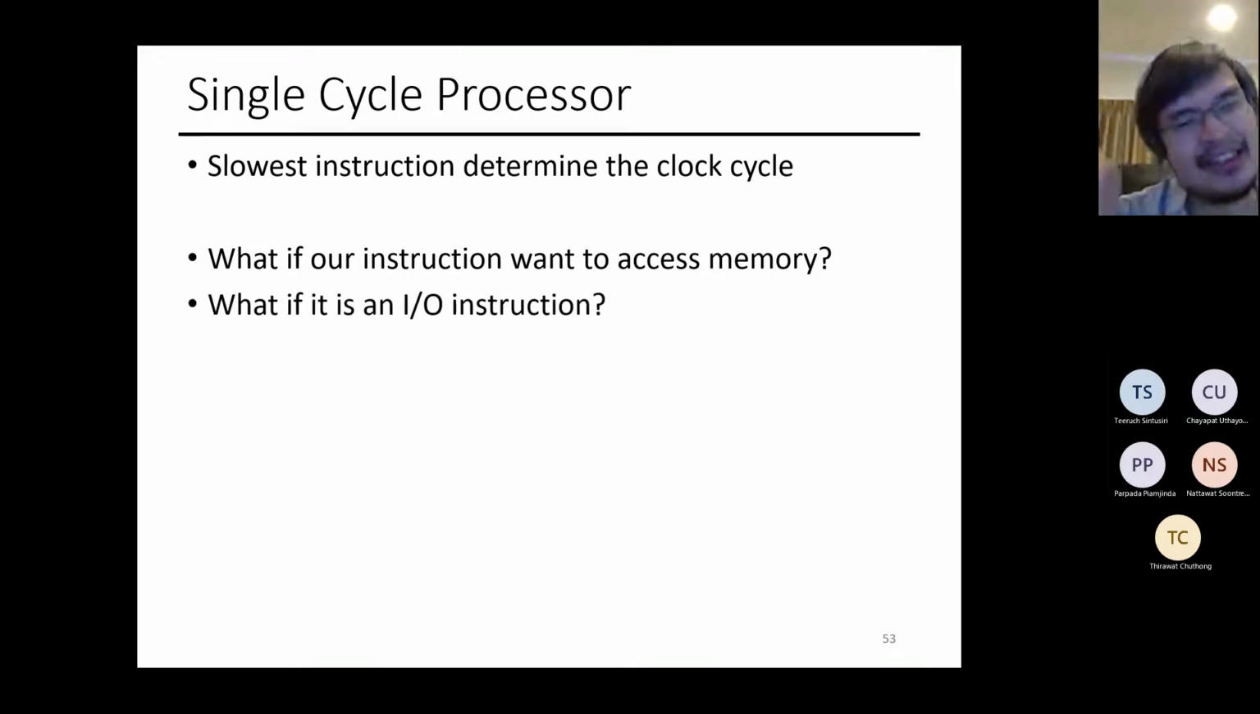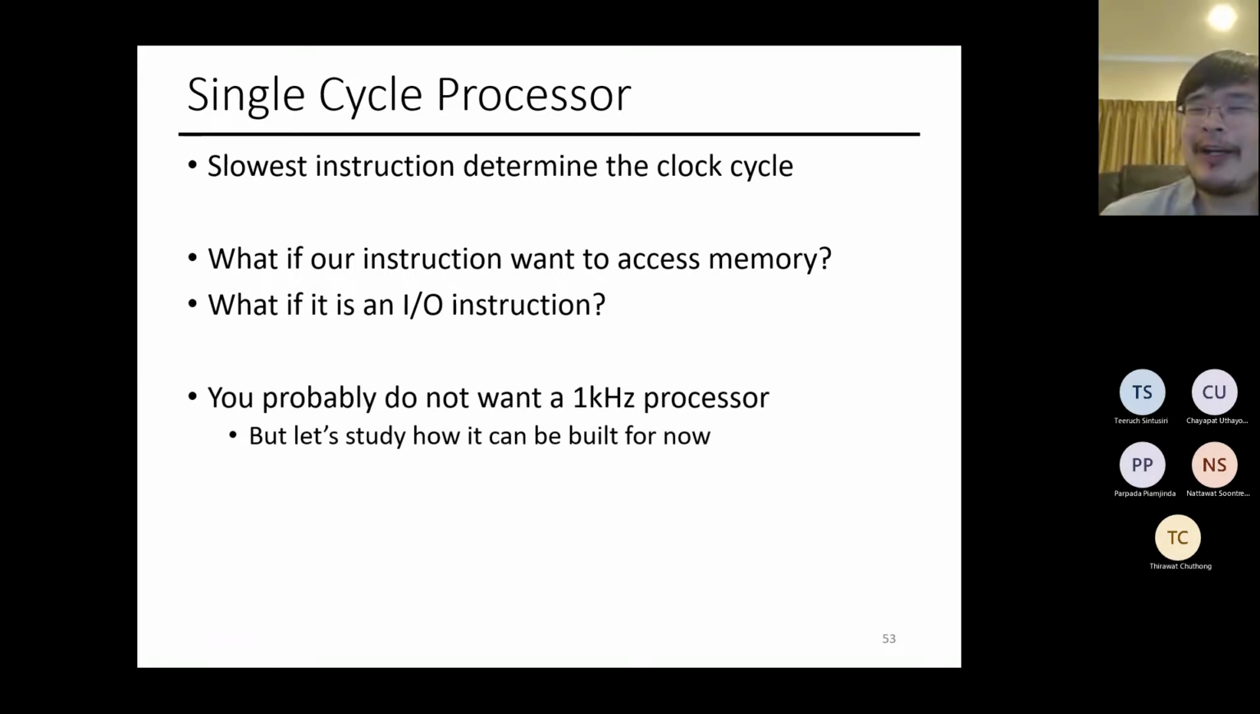If I have an instruction that processes an IO instruction, that's even worse. You're talking about microseconds or milliseconds. And you probably don't want a 1 kilohertz processor, right? But let's now study how I can build it, for now.